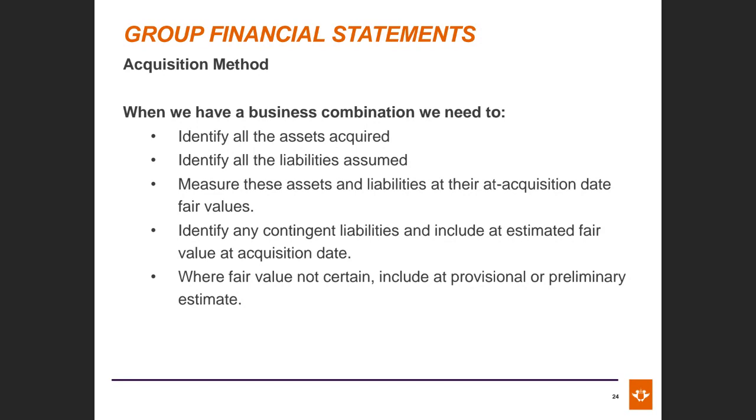Usually these liabilities are not recorded in a company's accounts. They are generally disclosed. So we need to identify any contingent liabilities and we need to include an estimated fair value at acquisition date. Similar to the previous process, we'll get a probability and say, what is the likely outcome of this court case, or what is the likely outcome of someone suing us? And you'll estimate a fair value from that. Where the fair value is not certain, we need to include a provisional or preliminary estimate.